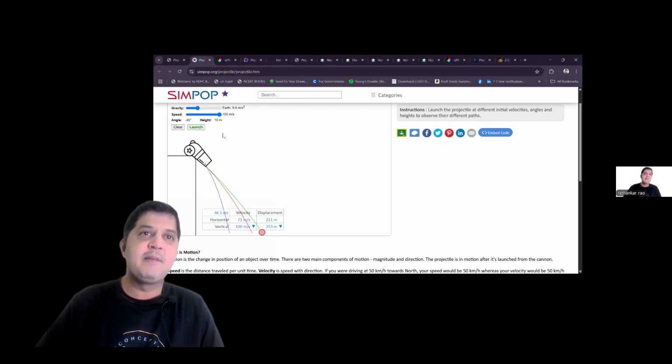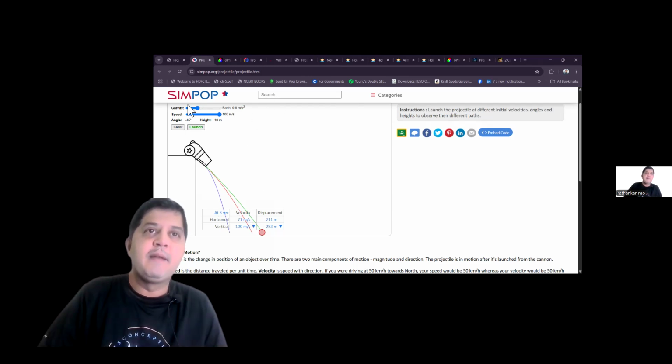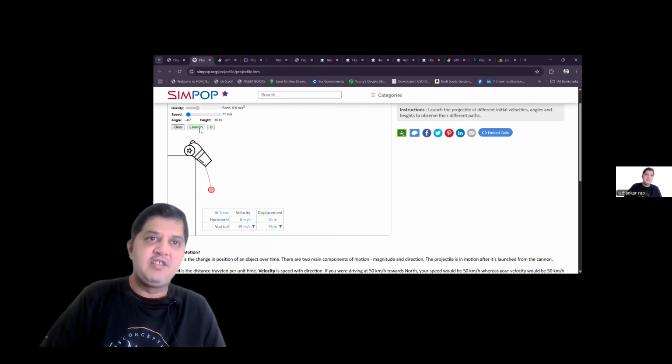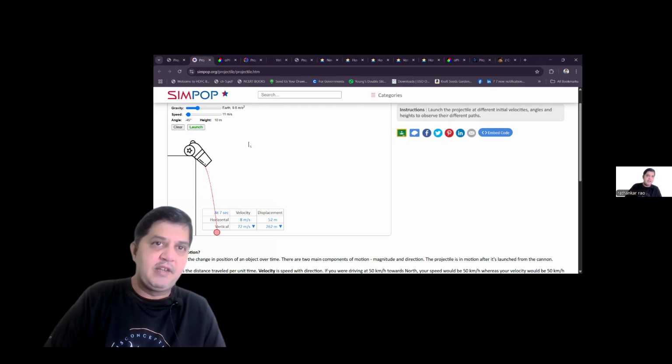For example, I'll show you now. I'll do it one by one. Let me clear this first as an example. I'll keep this exactly at, can I change it here? I can't change here. Okay, so I'll keep it at 11 meters per second initially. I'll launch it. What is the distance? Where does it land over here? Displacement is 52 meters. Then vertical is 262 meters.